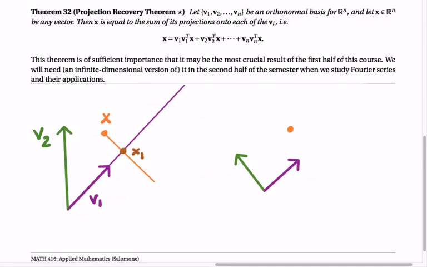Then likewise, I need to project that onto v2, which, if I extend my vector v2 and then drop a perpendicular to it, let's try to give us a diagram where we can believe our eyes here. Let's call that x2. So there are the two projections.